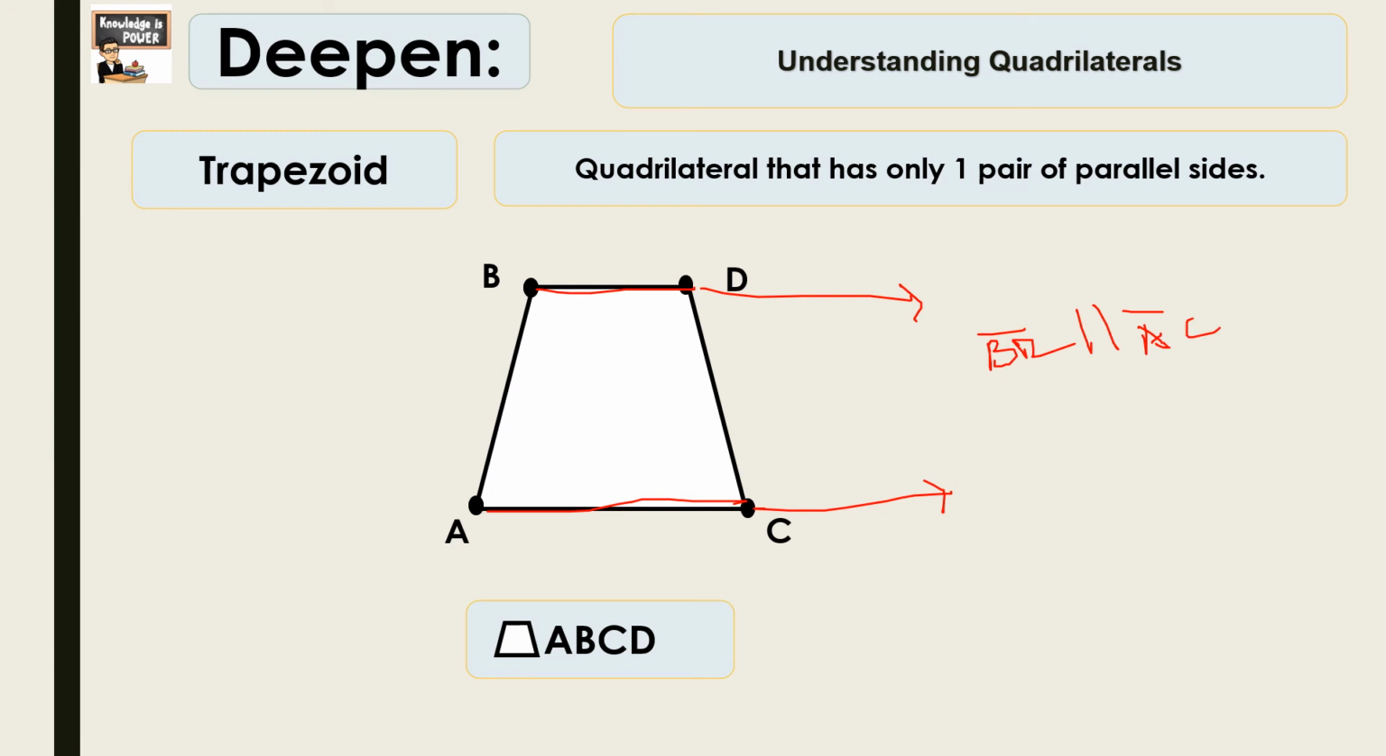Teacher Mark, can we tell if it is a trapezoid? Yes, even if it is tilted downward, or the left corner is different, as long as it has one pair of parallel sides.